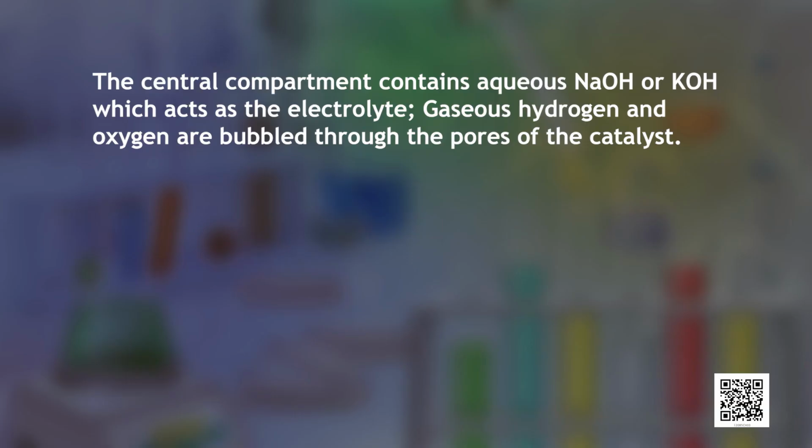The cell consists of 3 compartments separated by electrodes which are made up of porous carbon. Catalysts like platinum or palladium are incorporated in the pores of the electrodes in order to accelerate the chemical reactions that are taking place. The central compartment contains aqueous sodium hydroxide or potassium hydroxide, which acts as the electrolyte. Gaseous hydrogen and oxygen are bubbled through the pores of the catalyst.